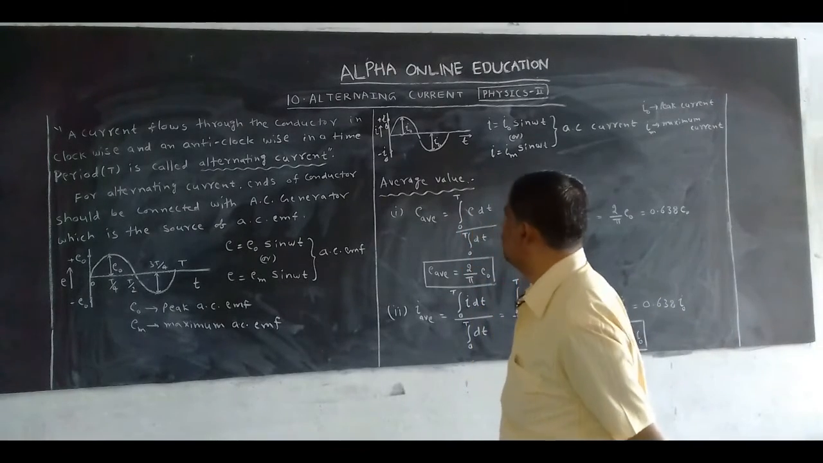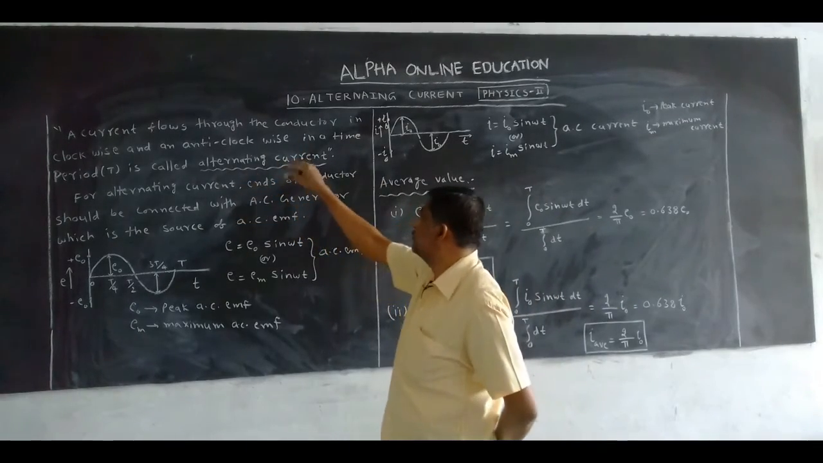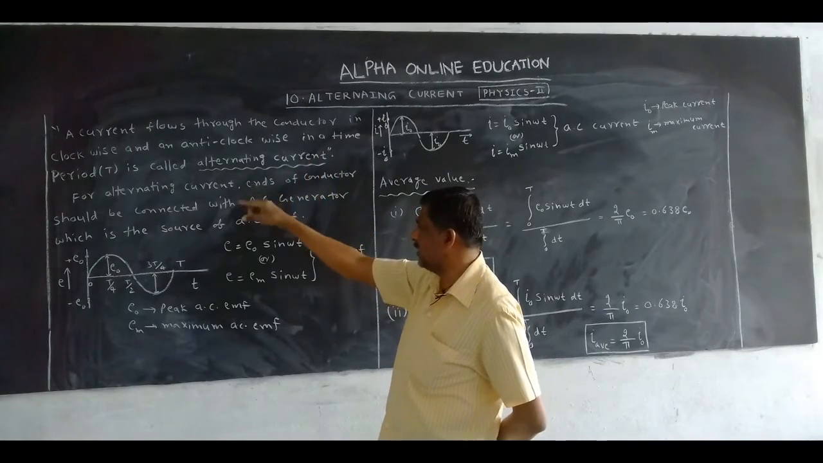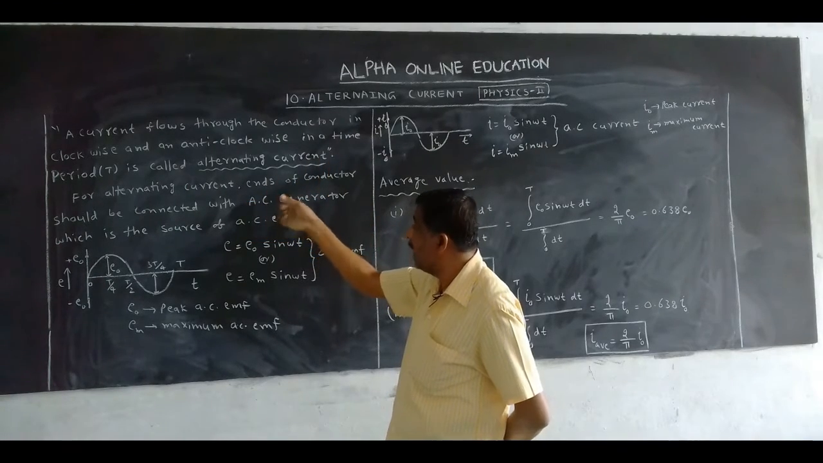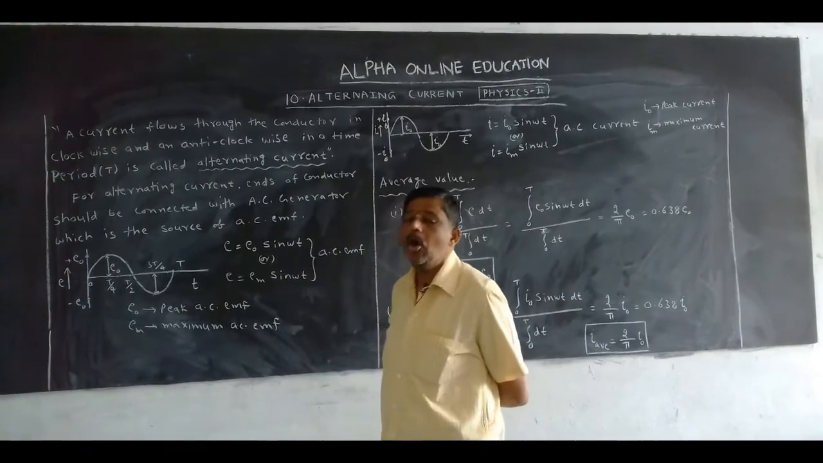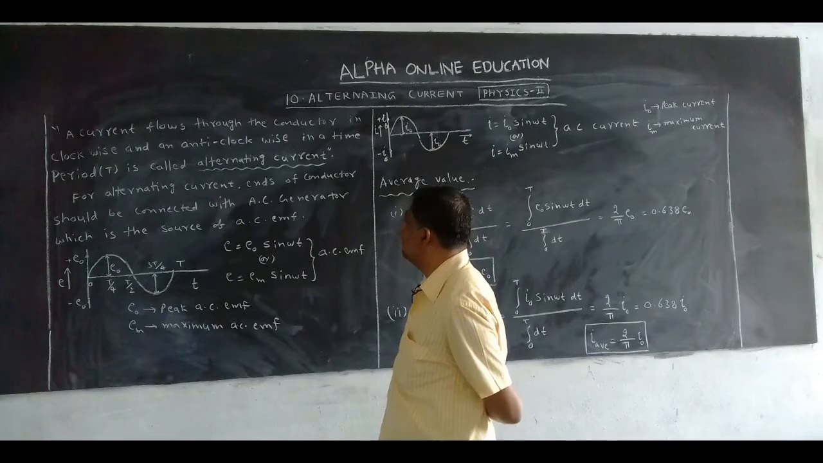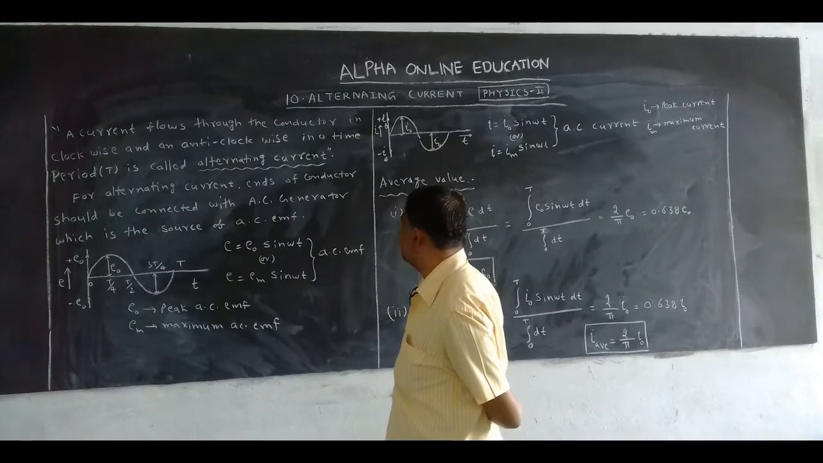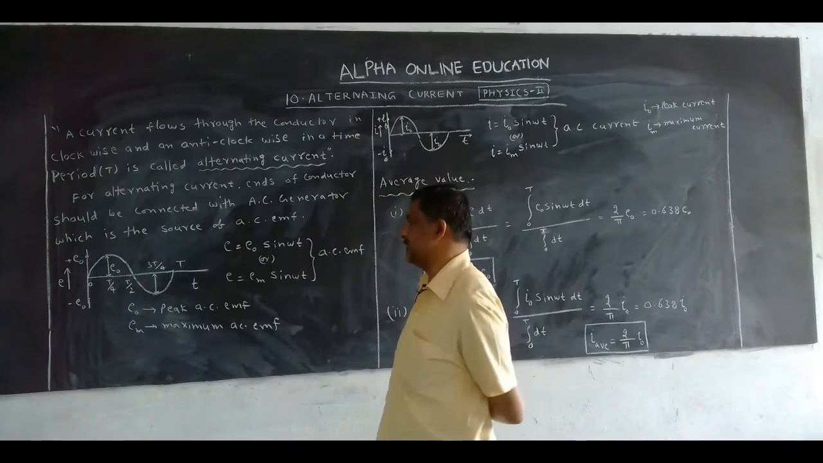Now first, what is alternating current? A current that flows through the conductor in clockwise and anti-clockwise direction in a time period is called alternating current.